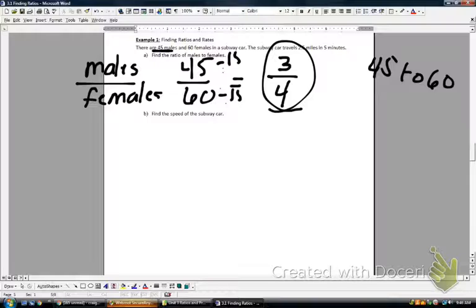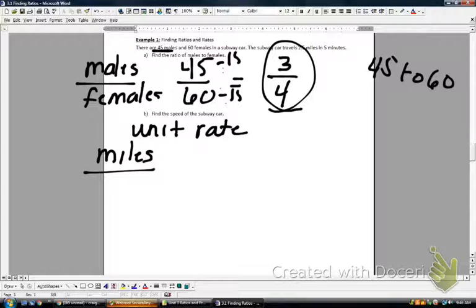All right, then part B says find the speed of the subway car. Speed is unit rate, and we just talked about that in our definitions. So when we talk about speed, we're always talking about distance to time. Time is always on the bottom. So it says that it goes 2.5 miles in 5 minutes. All right, so I want my denominator to be 1. When I'm talking about speed, that's a unit rate.